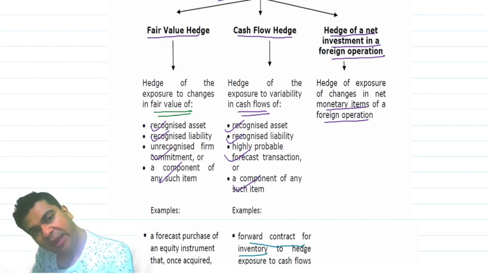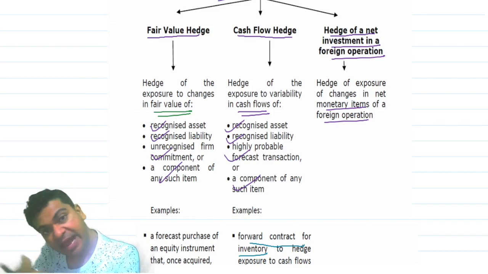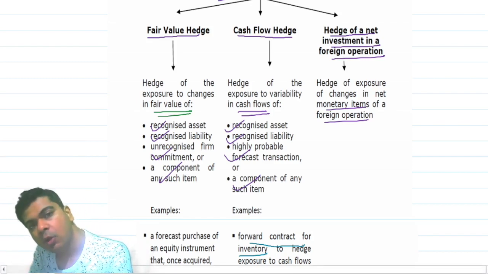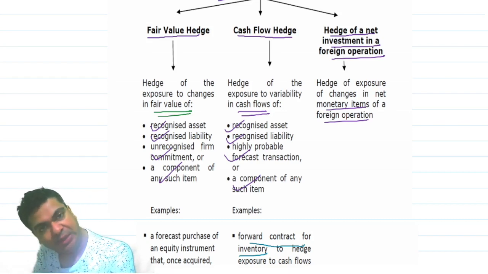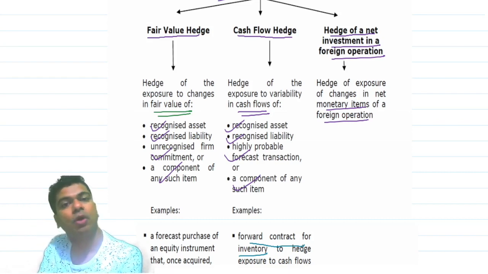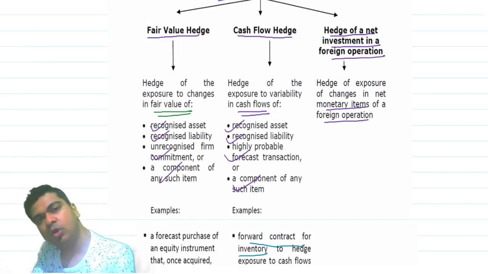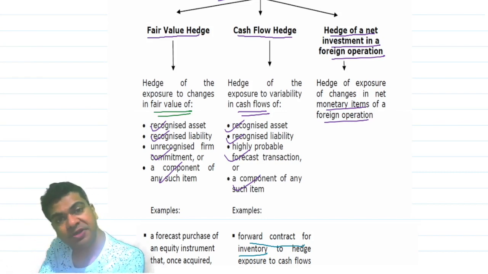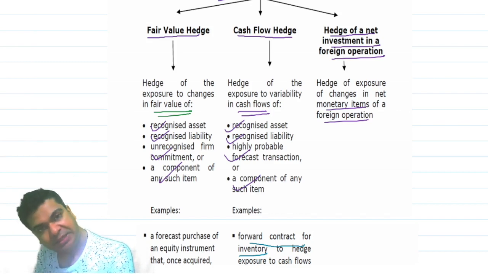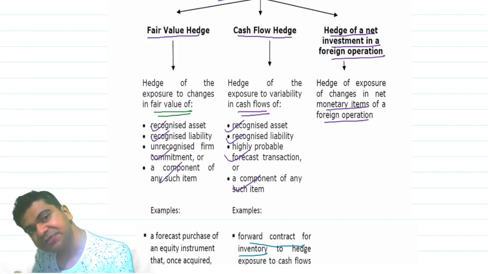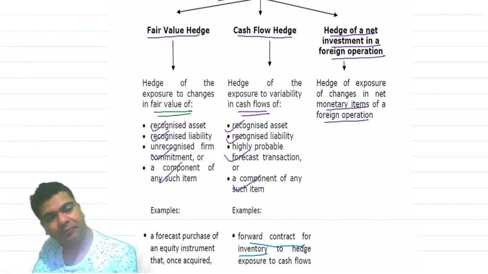Another is a cash flow hedge where you are concerned about what will be the cash inflows or cash outflows in future. And you are also concerned about an investment that you have made in a foreign operation. This foreign operation may be a subsidiary or an associate or a joint venture, but we know that monetary items will be required to be translated at the closing rate, and this is what is giving rise to exchange rate differences. I want to hedge the same.